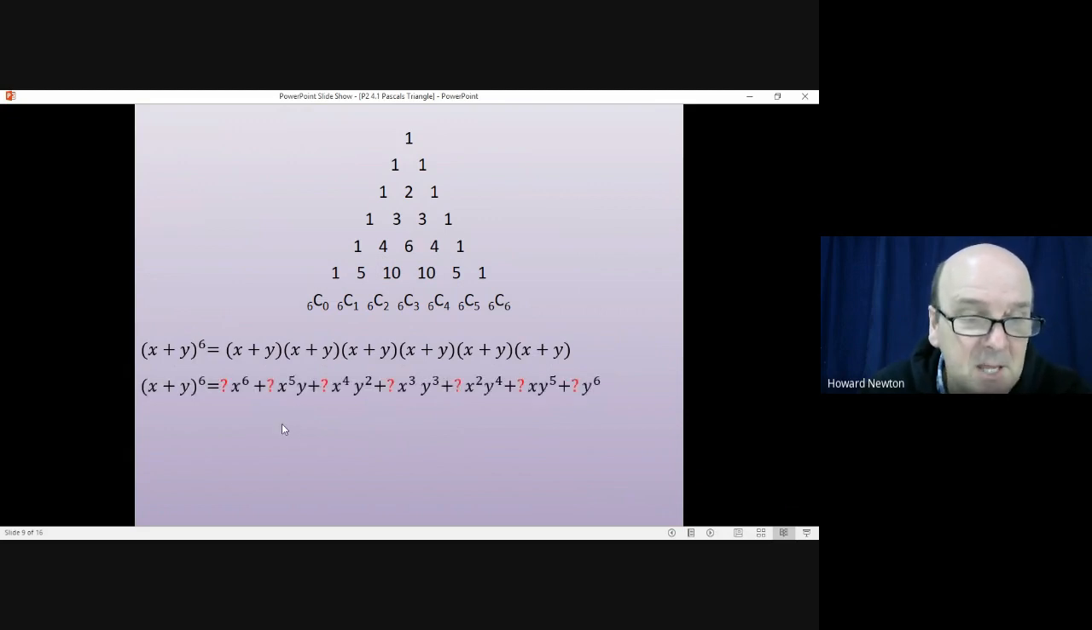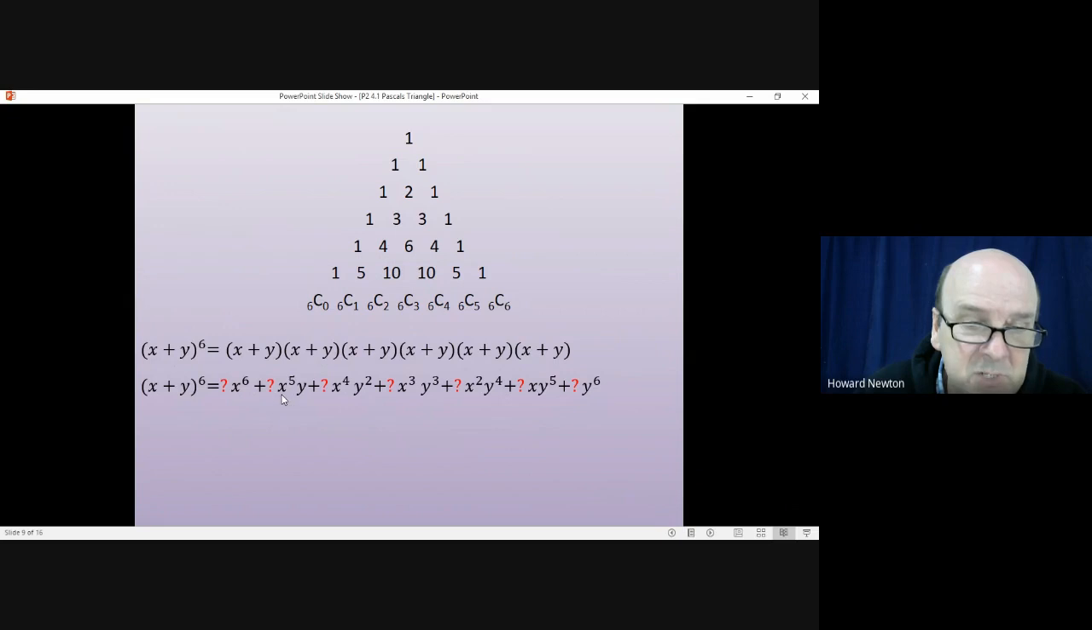Now, the first thing is just thinking about the different types of term you'll get. So if you do (x plus y) to the power of 6, I could do the x from that bracket times the x from there, times the x from there, times the x from there, times the x from there, times the x from there. And that'll give me an x to the 6th term. Or I could choose x from 5 of the brackets and y from the other 1.